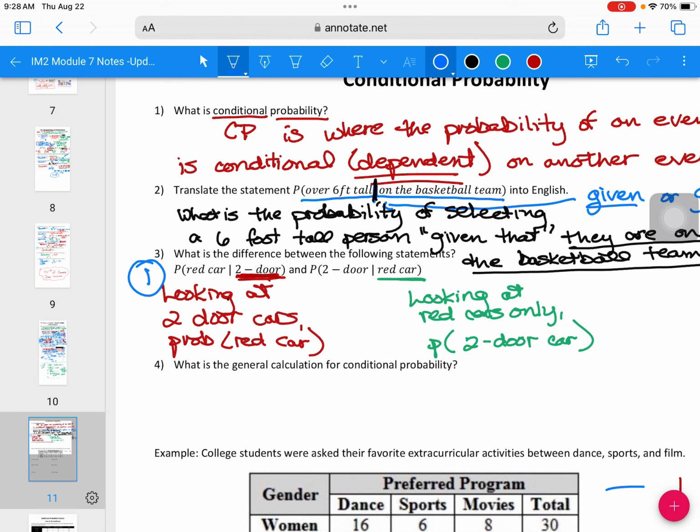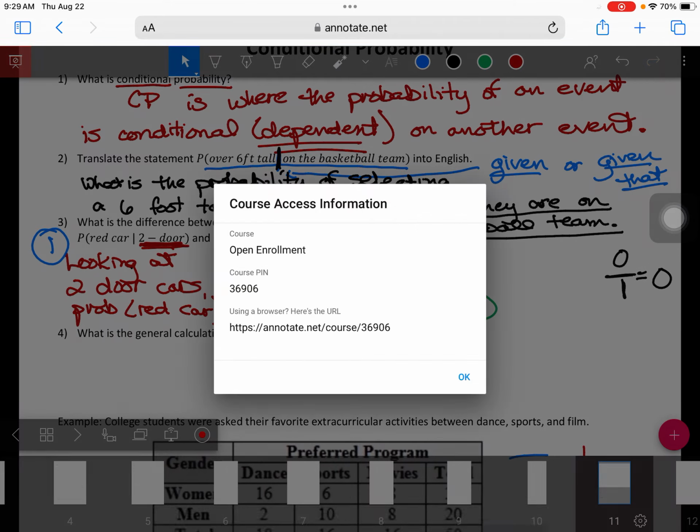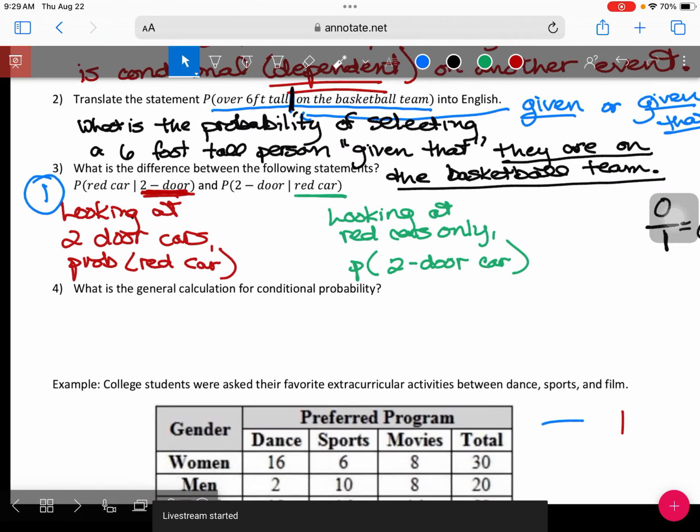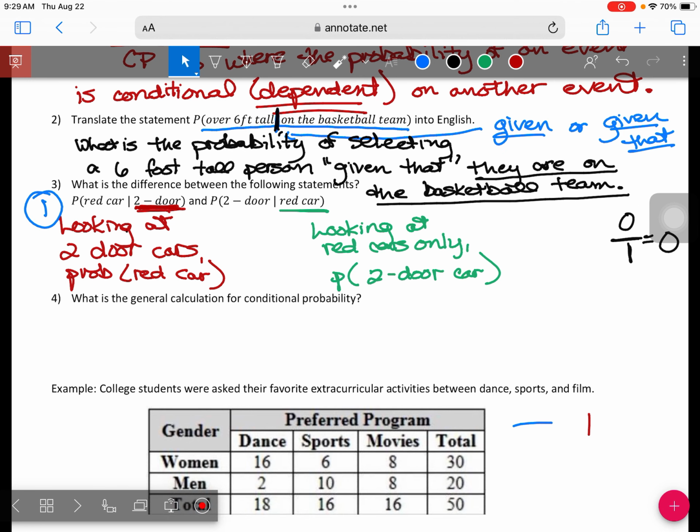Okay. I was so excited to find those pictures. All right. No, we don't want that. Let's go back to screen share here. Okay. So those are the differences.